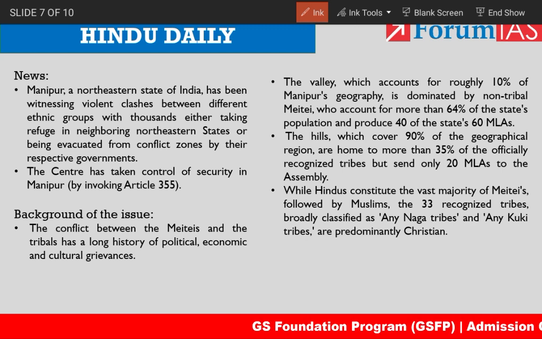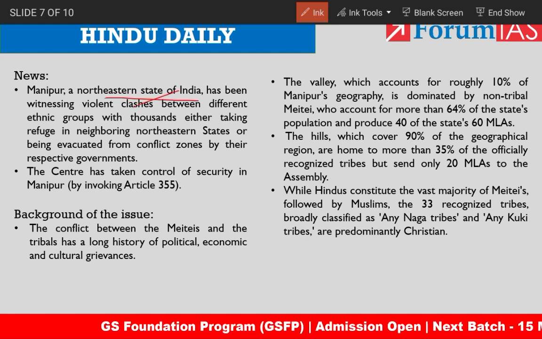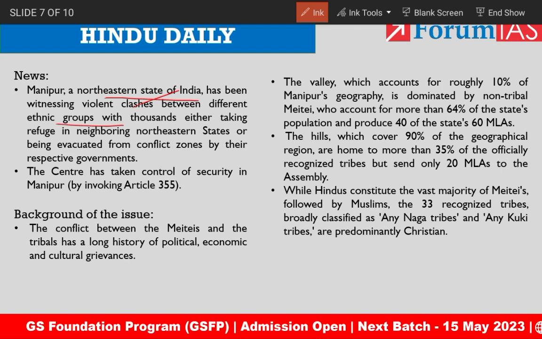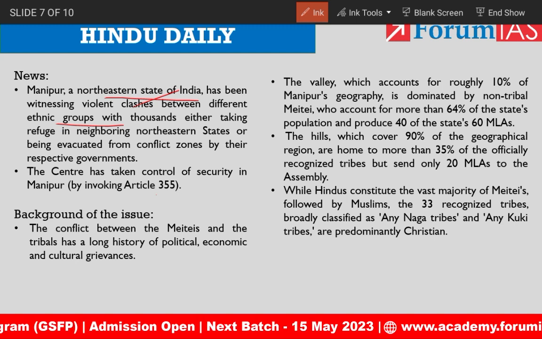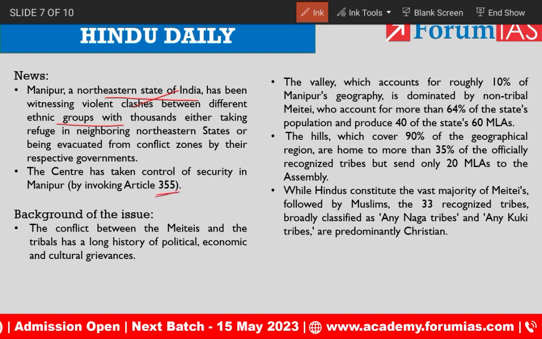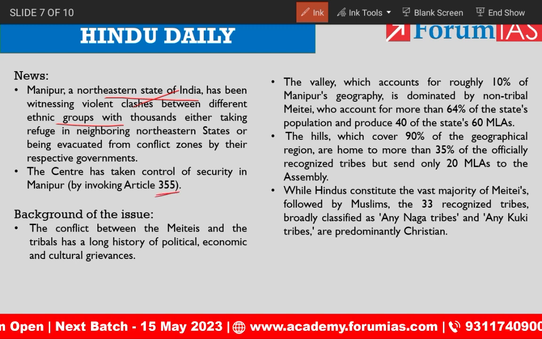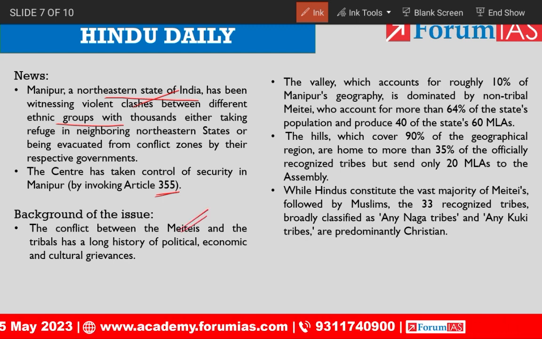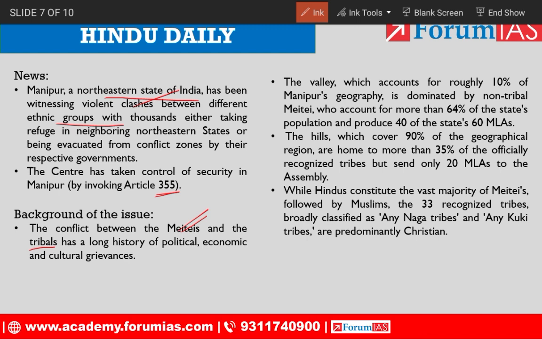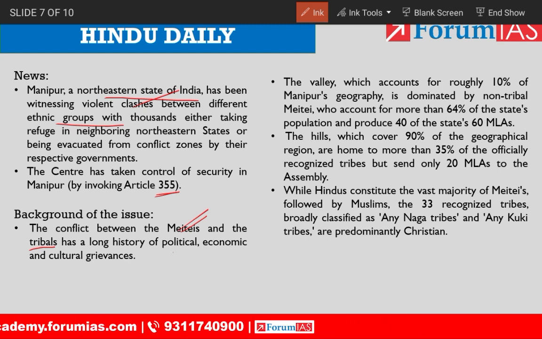So as you all know, Manipur is a northeastern state of India, and there are a lot of violent clashes going on between different ethnic groups and tribes. And the center has taken control of security in Manipur by using Article 355. So remember this article. And the conflict is between Meiteis. So Meiteis are the people living in the valley, and the tribals are people living in the hill regions, and they have a lot of conflicts regarding political, economic, and cultural issues.